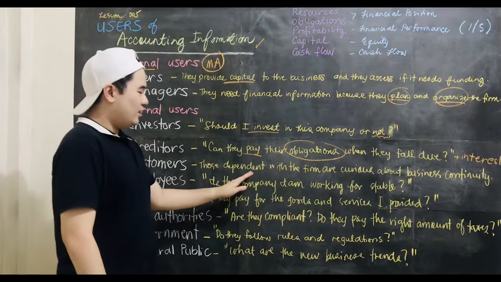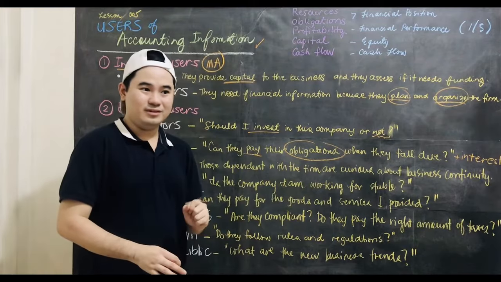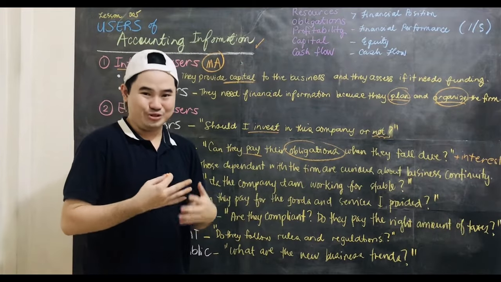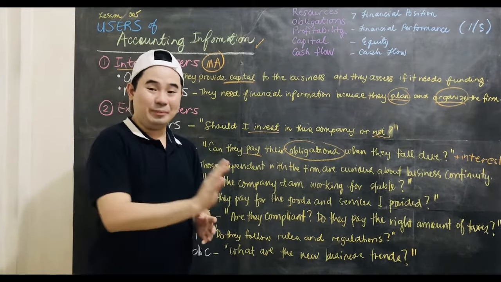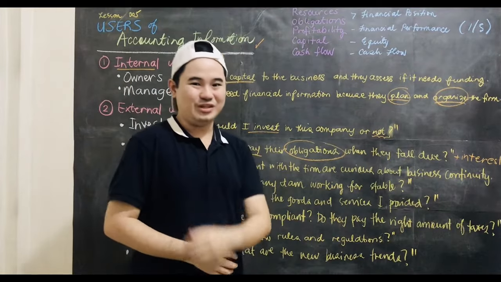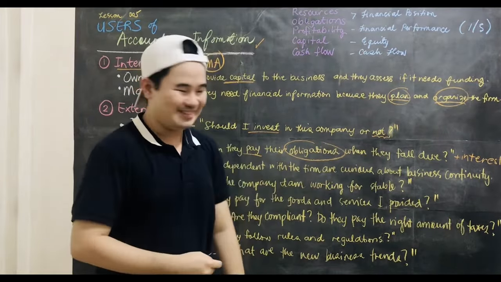Customers, those dependent on the firm, are curious about business continuity. Let's say, for example, you are an avid customer of one company and you are dependent on that company for the products that they sell. So you can look at their accounting information, you can look at their financial statements to know also the stability and continuity of the company, if they can keep running for a number of years.